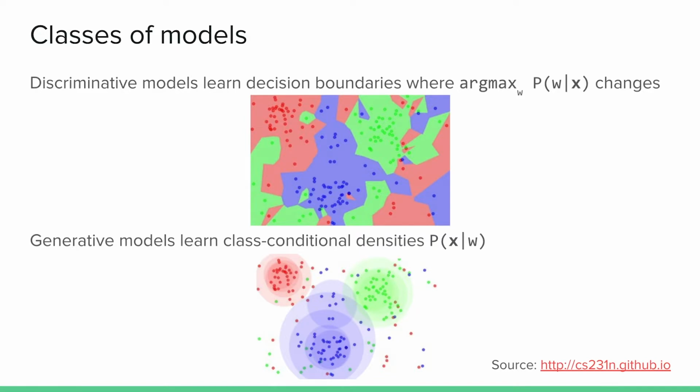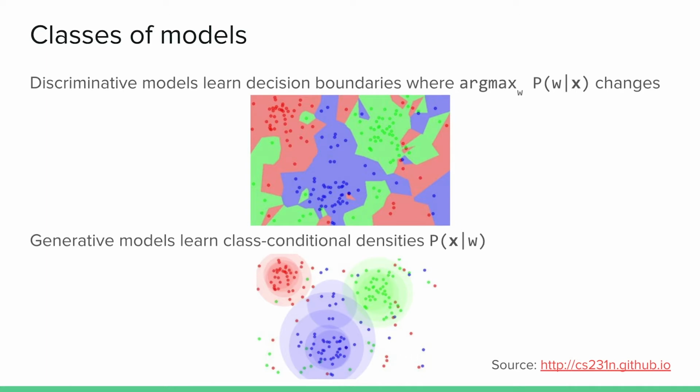Typically, we talk about different classes of models. One class of models is a so-called discriminative model, where we learn decision boundaries, where we try to figure out where the highest probability of one class changes to the highest probability of a different class. So we say, like in this example here, it can be red, blue, or green, and at a certain point we say, okay, now it's more likely to be of the blue category than of the green category.